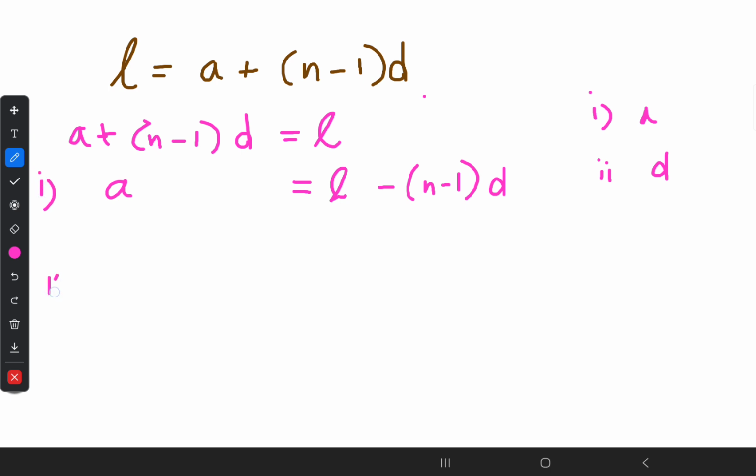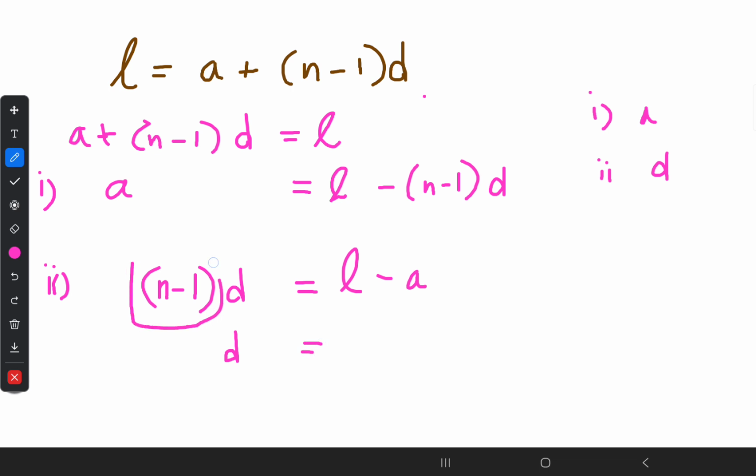For the second part, D as the subject. For that, n minus 1 into D remains the same, equals L. You have to bring the positive A as a negative A. Thereafter, just keep the D itself, D multiplied with the whole n minus 1 expression. So L minus A should be divided by n minus 1. This is the way you have to make D the subject.